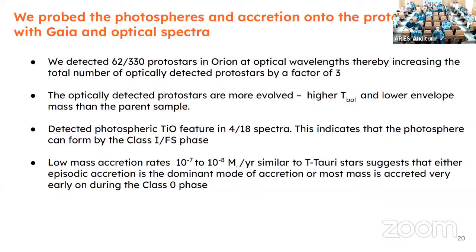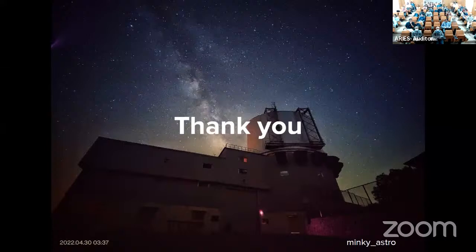And the low mass accretion rate, as I stated earlier, of the order of 10 to the power minus 7 to 10 to the power minus 8 solar masses per year, which is similar to T Tauri, suggests that either episodic accretion is the dominant phase of accretion, or that most of the matter gets accreted pretty early on in the stellar life. And with this, I end my talk. Thank you.